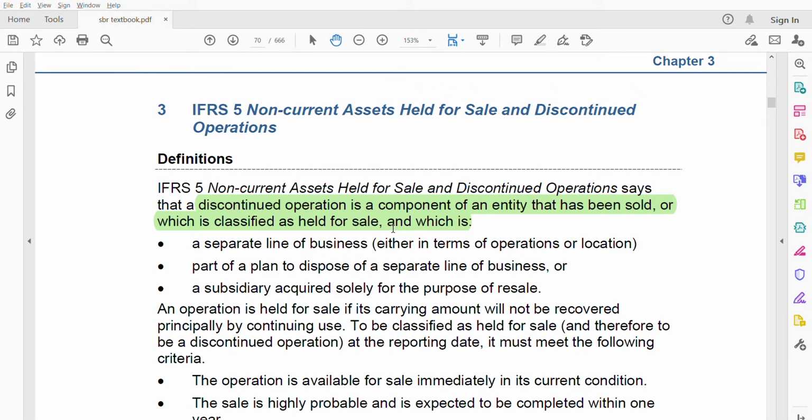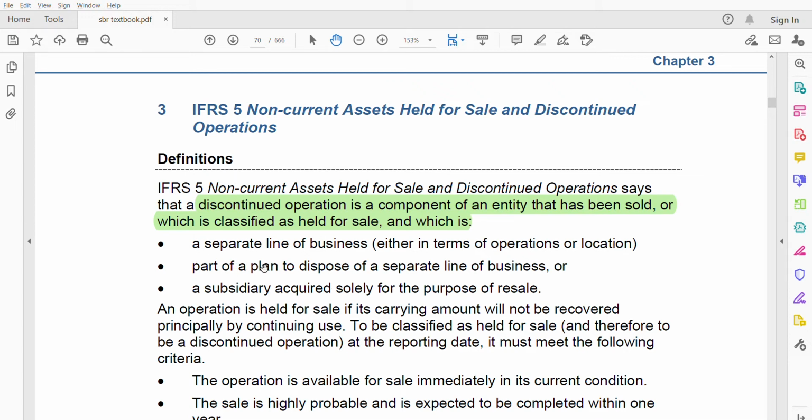So what is classified as held for sale? How can you say when something has been classified as held for sale or not? Three conditions are required, and you need to remember all three bullet points. Number one, a separate line of business, either in terms of operations or location. If you see the case study, they will give you something related to their location or their operation to identify whether this is a discontinued operation or not.